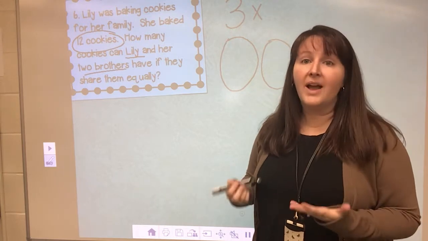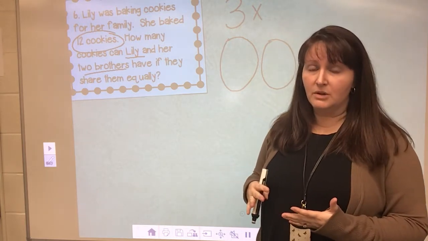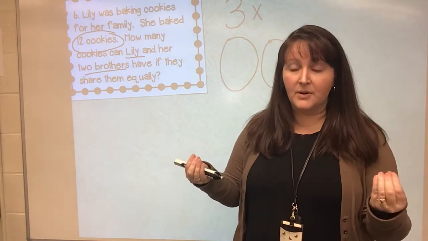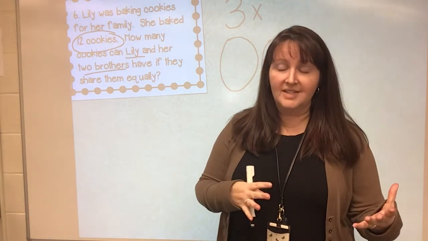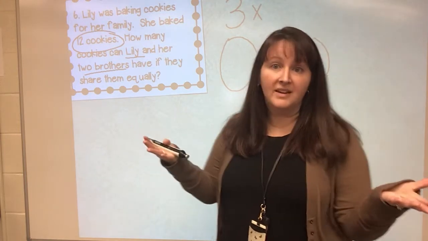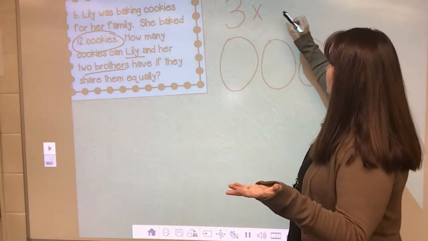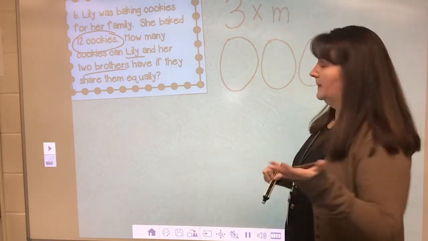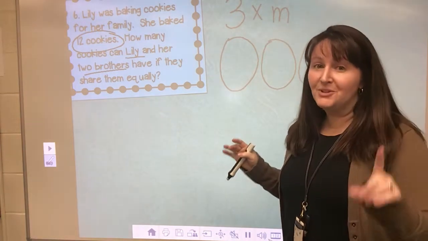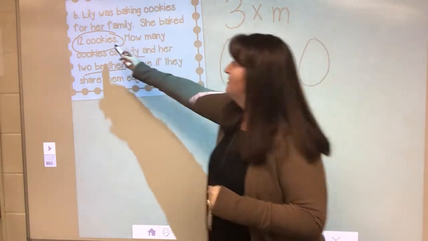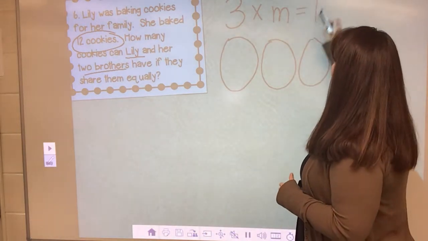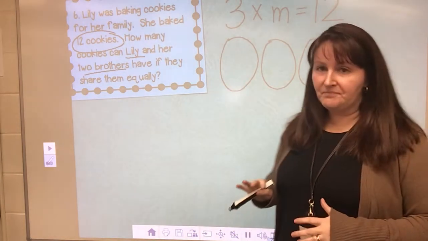We don't know how many are going to go in each group. And remember, as mathematicians, if we don't know a number, we use a variable instead. And variables are letters that represent a number. So I'm just going to use the letter M, since we don't know how many will go in each group, but we do know the total. We know that altogether she made 12 cookies. So we're going to write equals 12.